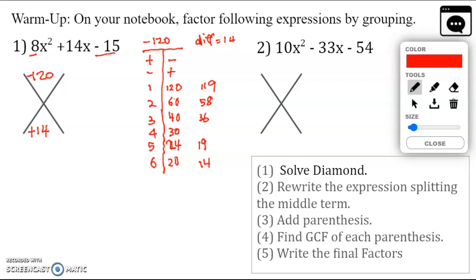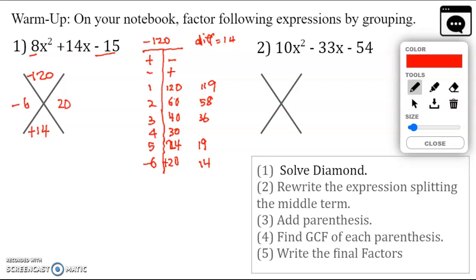We want the sum to be positive. That means the bigger number has to be positive. So 20 is going to be positive. That makes the smaller number, 6, negative, so that when you add 20 minus 6, you end up with positive. So I have found my two numbers. That's going to be negative 6 and positive 20.